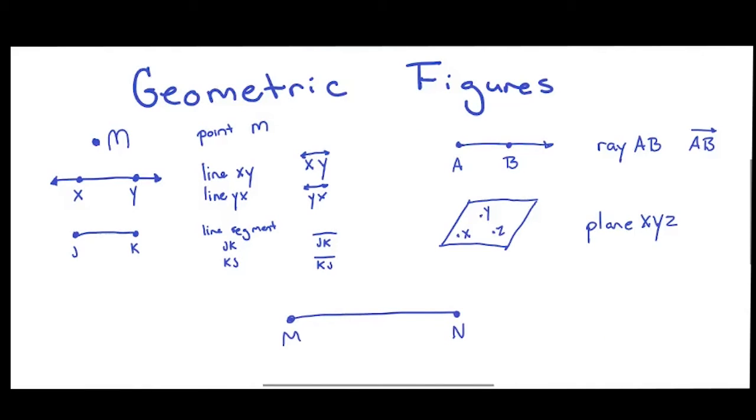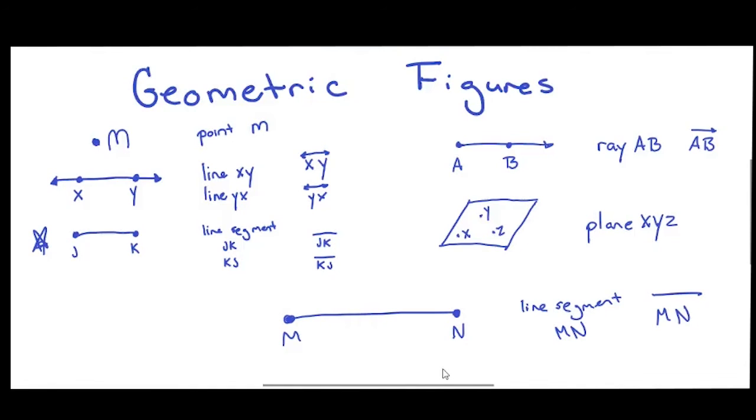What about this one? What geometric figure is this? Well, I see that it has points on the end with no arrows. So I'll know that it is a line segment. All right, so it is line segment MN. So I will call this line segment MN. That could also be written like this.